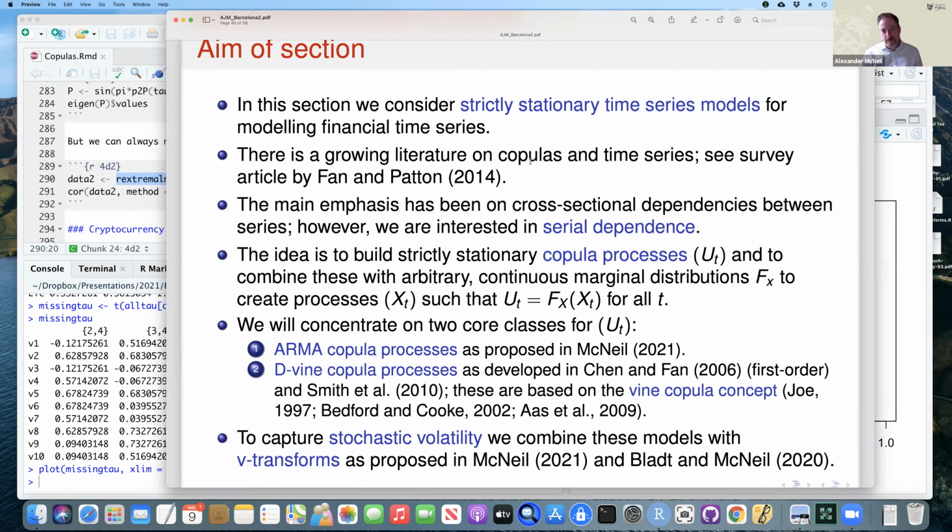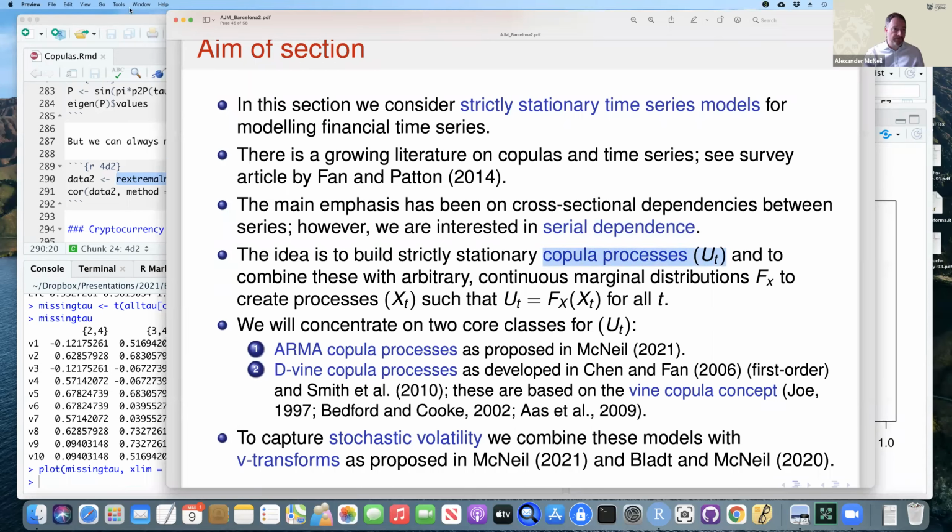And there is a growing literature on copulas and time series. There was a nice survey article in 2014 by Fan and Patton, but most of the literature is about how you model cross-sectional dependencies between series. And the literature on modeling serial dependence and volatility, for example, is more limited. And I've spent quite a lot of time in the last couple of years trying to add to the literature on copulas for serial dependence. So the idea is that we build copula processes.